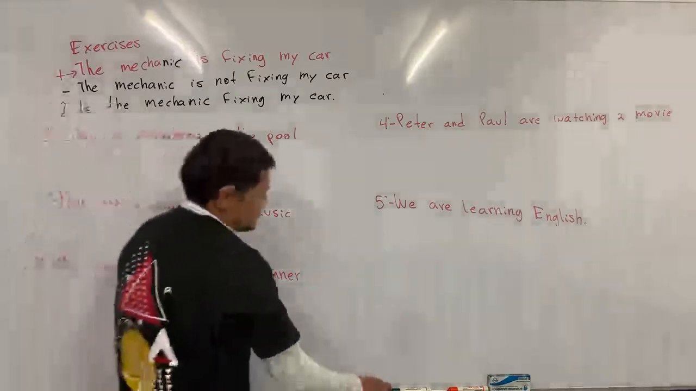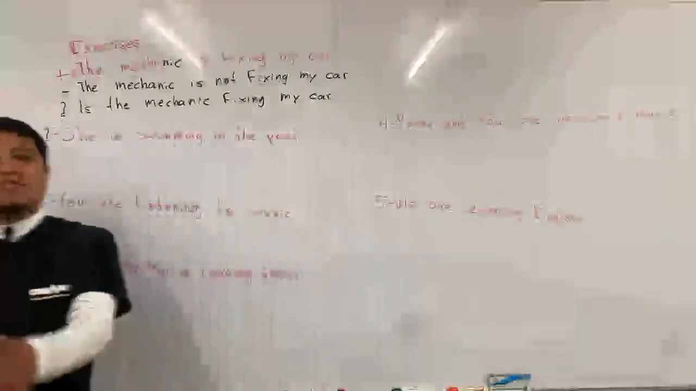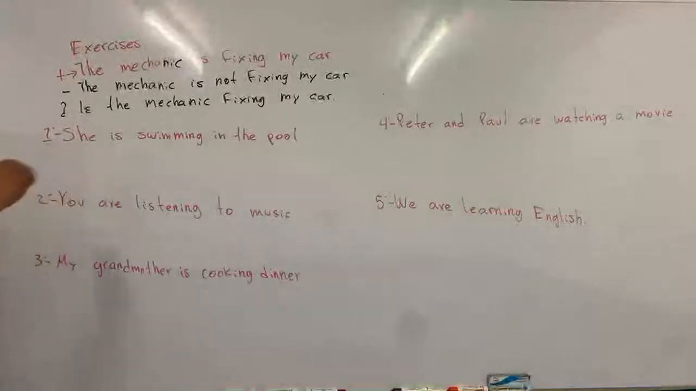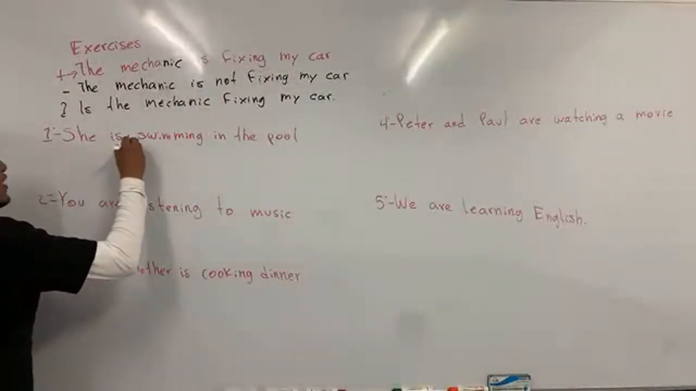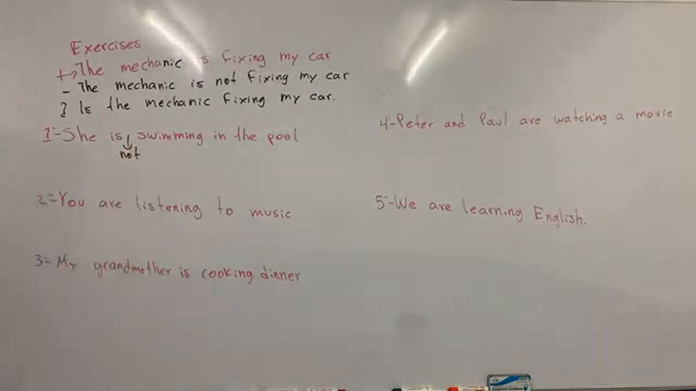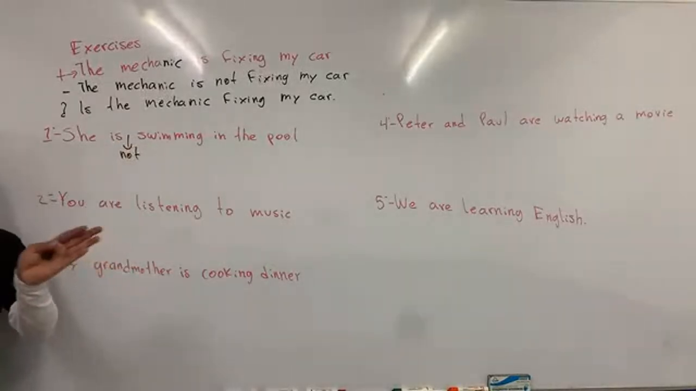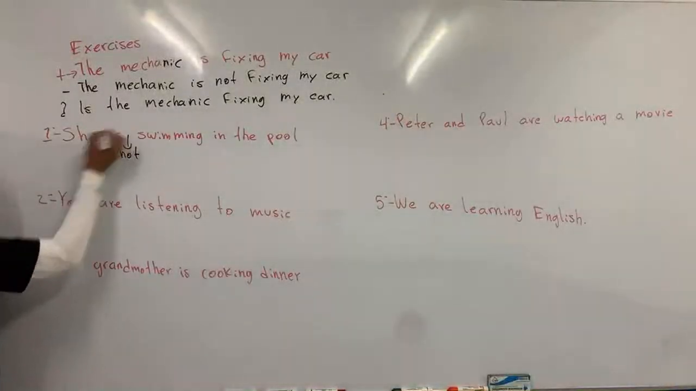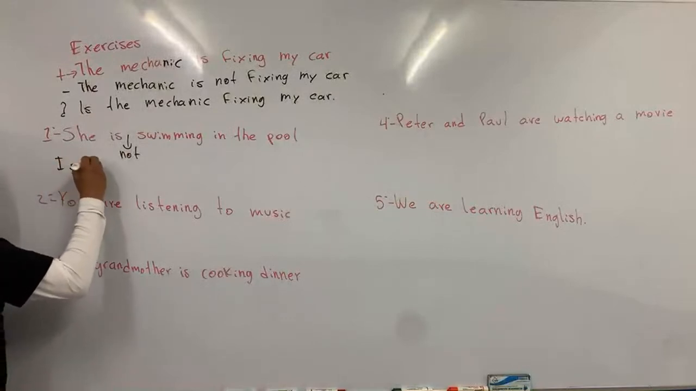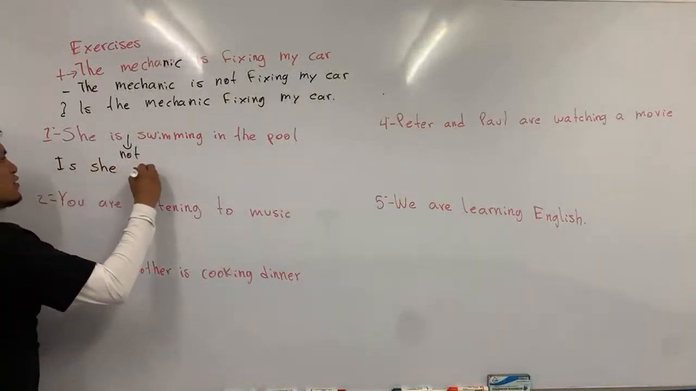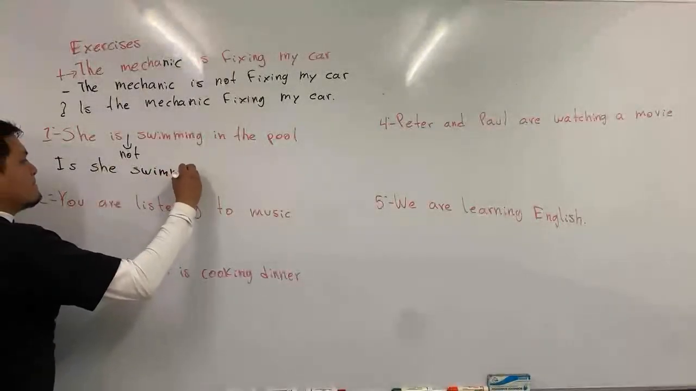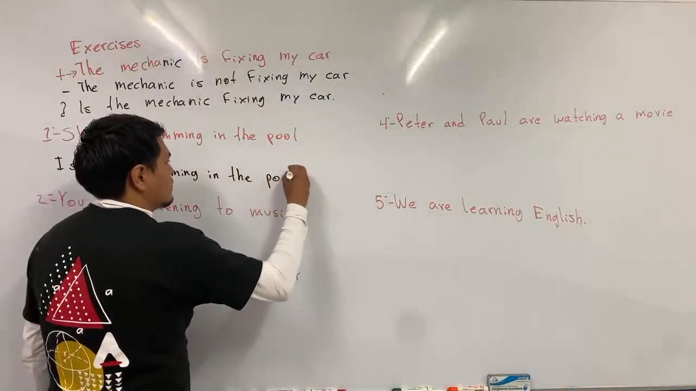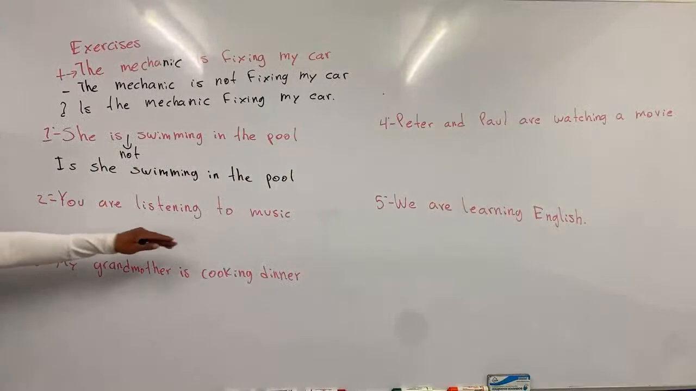I'm going to give you the answer for this exercise. The first sentence, she is swimming in the pool. In the negative, she is not swimming in the pool. We just add the not. She's not swimming in the pool. Now for interrogative, we change the words: is she swimming in the pool, right?